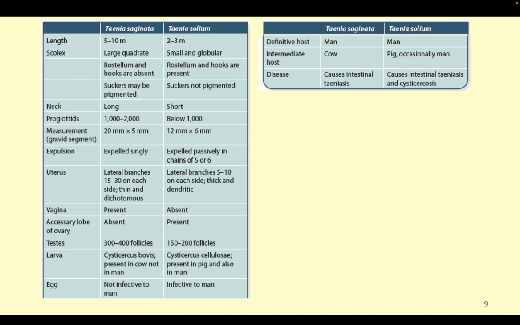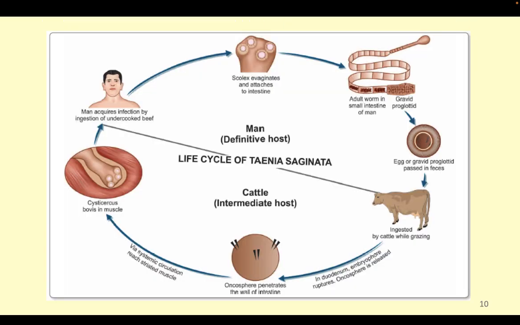The rest of the points we have already discussed. This is the life cycle of Taenia saginata. Fairly simple and straightforward. An infected man will lead to excretion of eggs in the feces. The eggs are bile stained, so they are brown in color, and their characteristic feature is that the outer embryophore is radially striated. This is an important point that you need to remember.